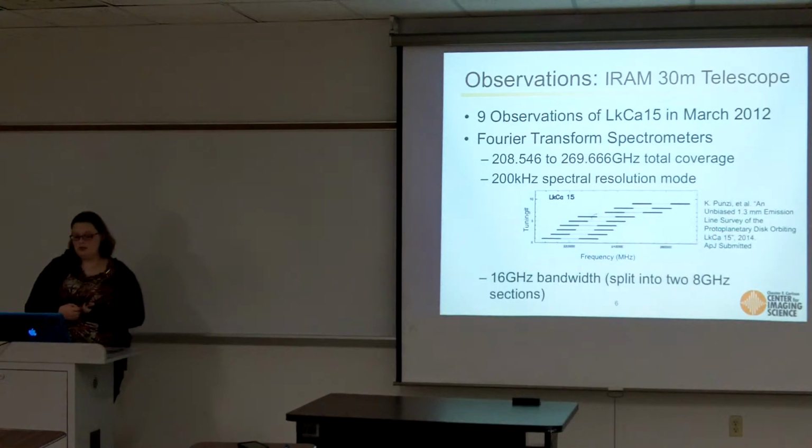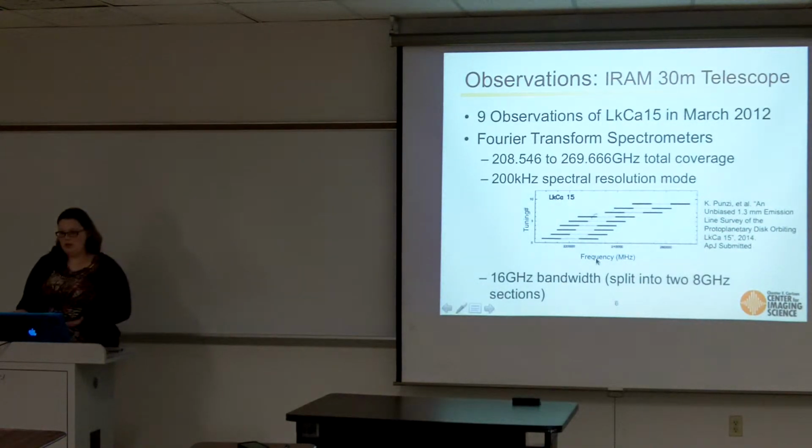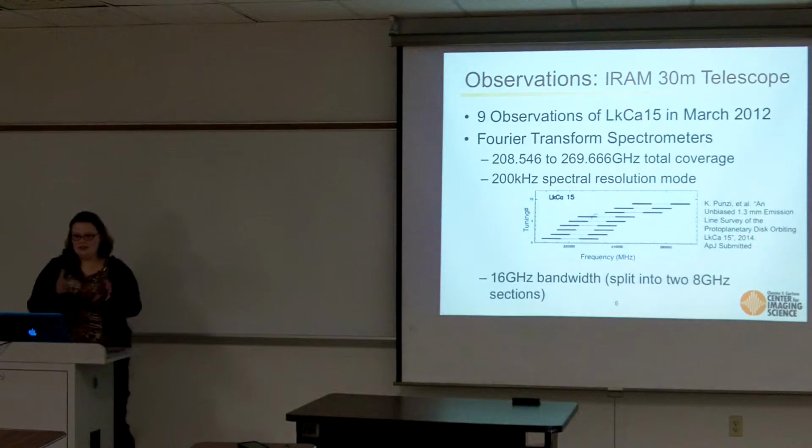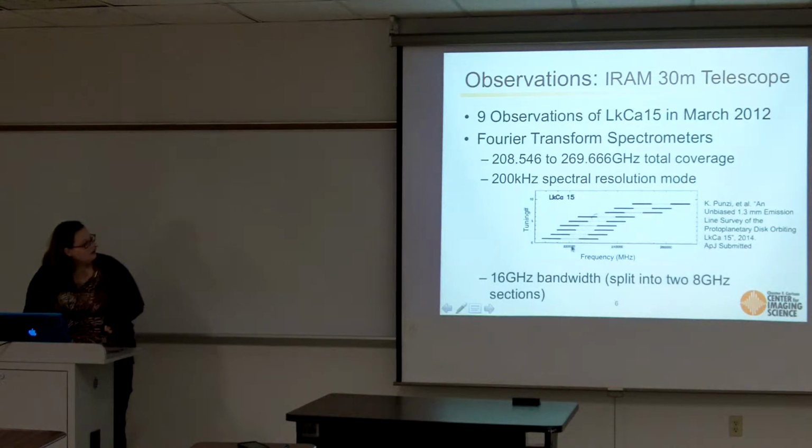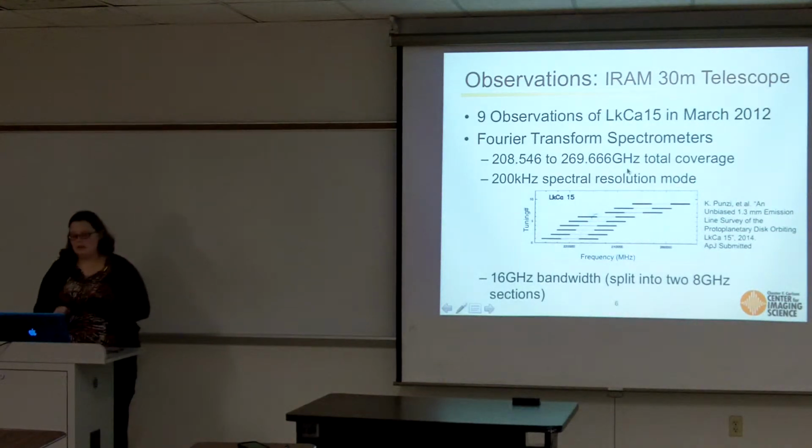So a little bit about the observations. There were 9 observations in March of 2012 on the IRAM 30-meter telescope. The fast Fourier transform spectrometers were used, and we got a total coverage of 208 to about 270 gigahertz. The spectrometers were put into 200 kilohertz spectral resolution mode, and you can kind of see the way the spectrometers are set up. You have to get 8 gigahertz set, and then another 8 gigahertz. So there are 16 for each observation. So it kind of looks like this. There's 8 gigahertz, 8 gigahertz, and these are all the observations.